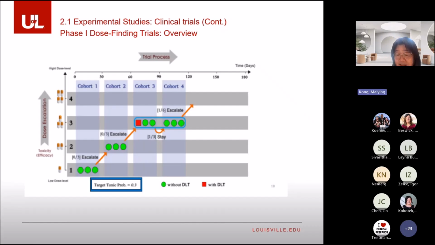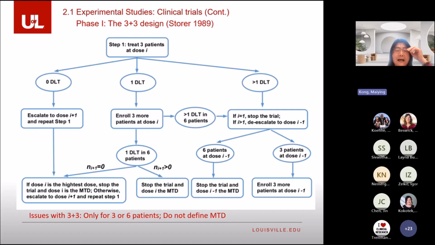So over this, we develop the 3+3 design. The idea here is that at each dose level, we assign at most 2 cohorts of 3 patients, at most 6 patients. And if out of these 6, more than 1 patient develops toxicity, this dose is not safe. We need to de-escalate that dose level.